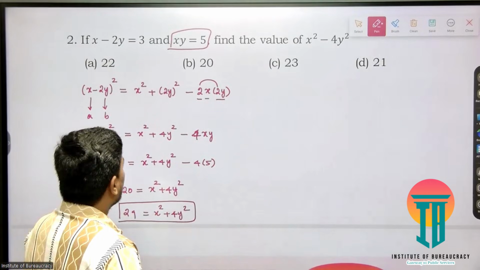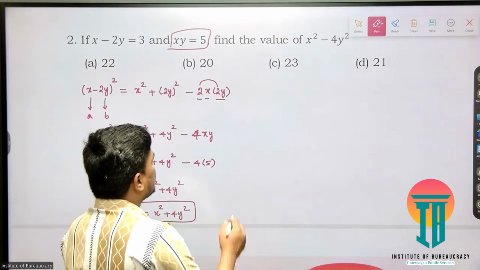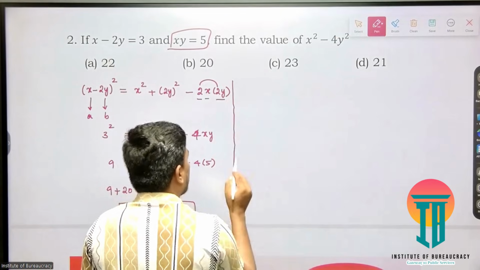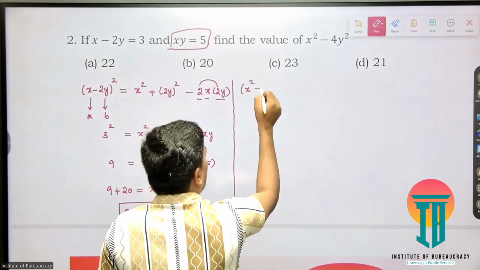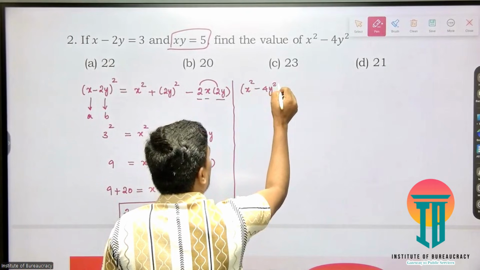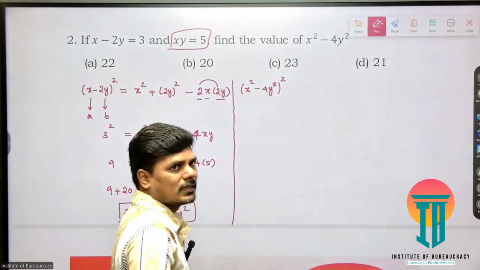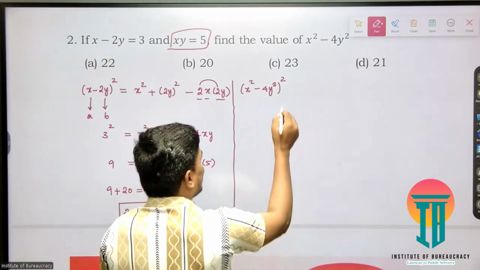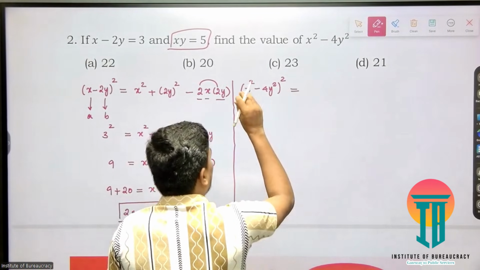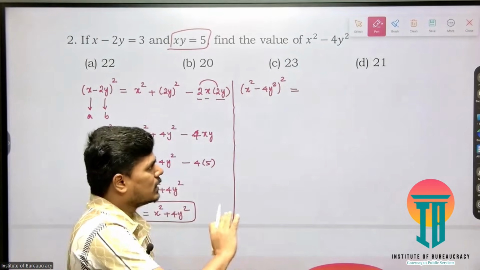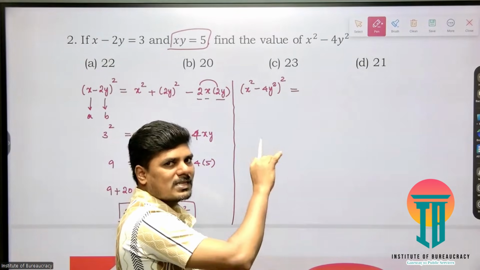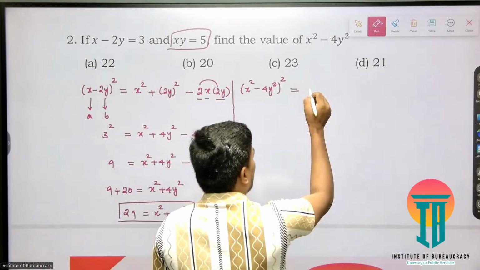So in that case, what are we going to do? Suppose I take x square minus 4y square, the whole square. If I expand it, in the place of A we have x square, and in the place of B we have 4y square. If we expand using the (A minus B) whole square formula, what is it going to be?